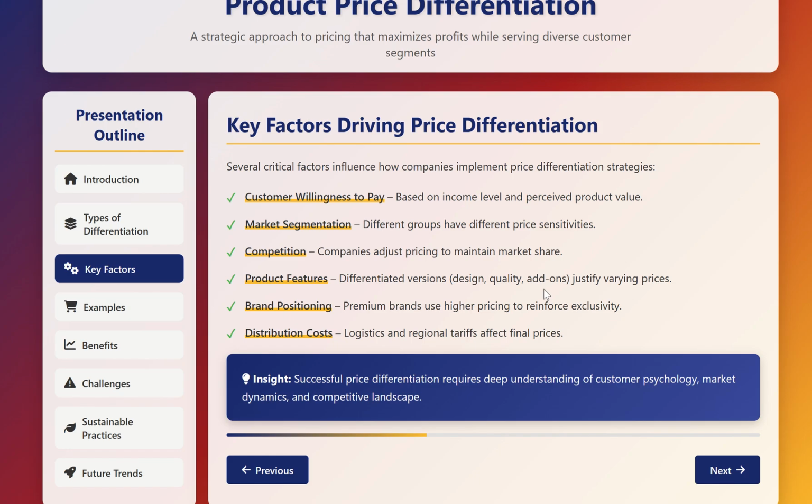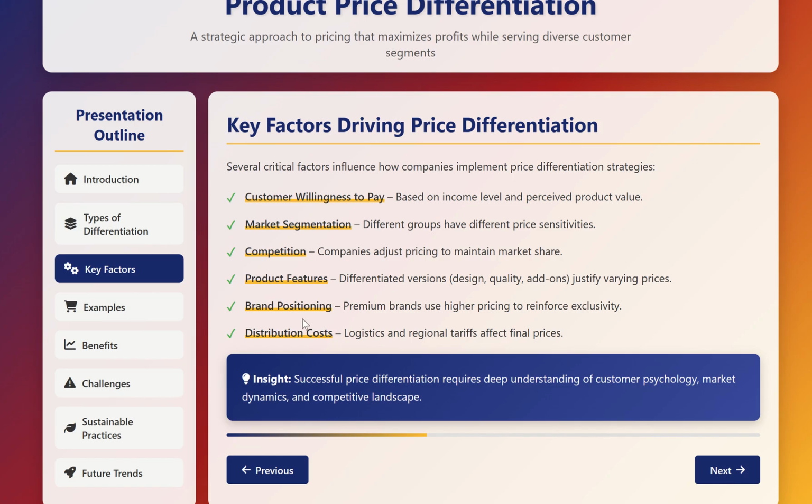So those are some of the things they put in those versions to vary the price, to justify the variation in prices, to justify why the price has been differentiated.